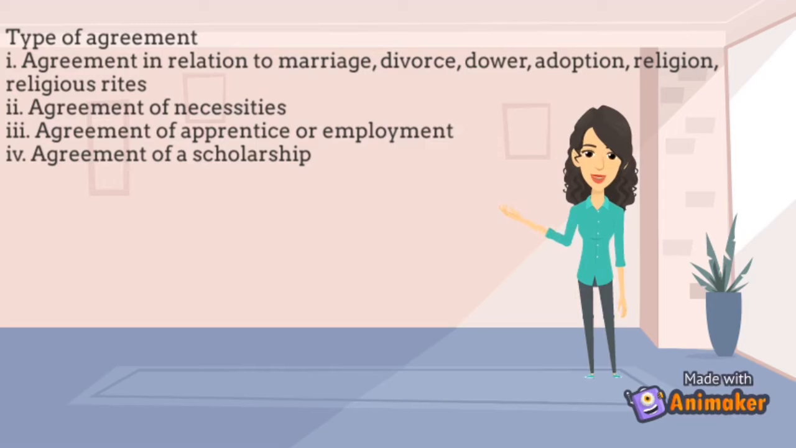Types of agreement. 1. Agreement in relation to marriage, divorce, dower, adoption, religion, religious rights. 2. Agreement of necessities. 3. Agreement of apprentice or employment. 4. Agreement of a scholarship.